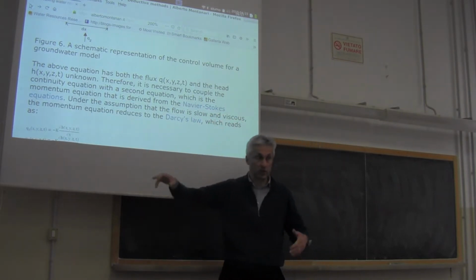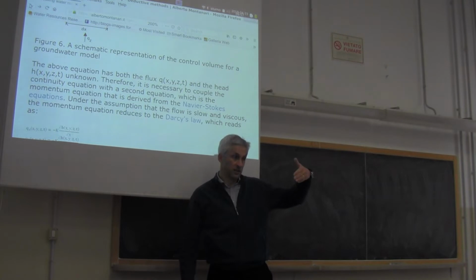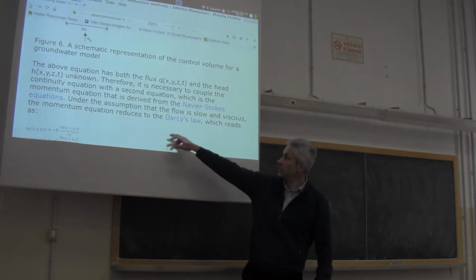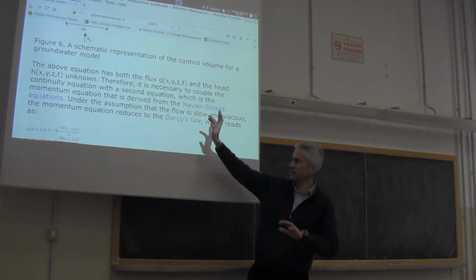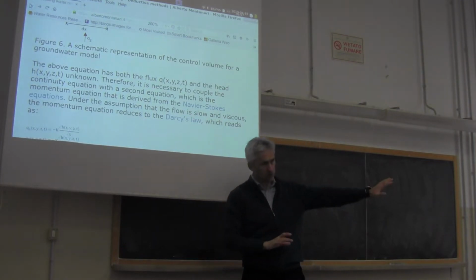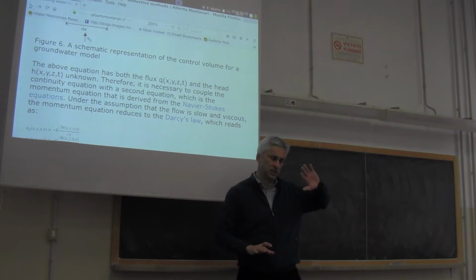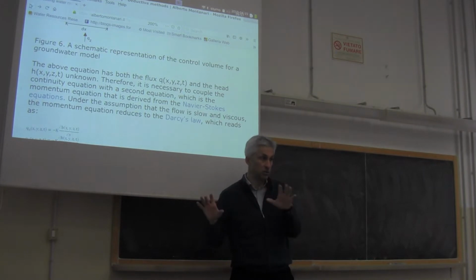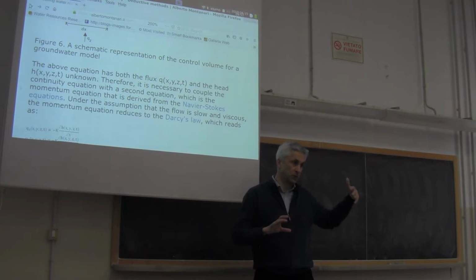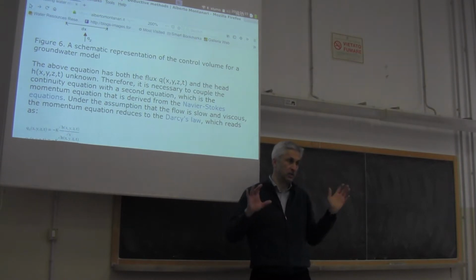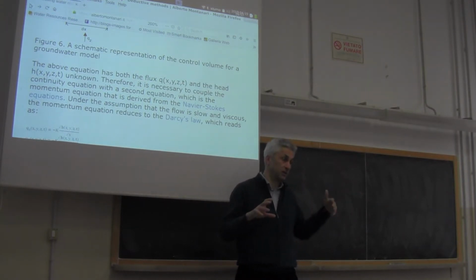And the momentum equation allows us to define, as I said, SS. And the momentum equation can be derived by the Navier-Stokes equation, but let's forget about it, okay? Because when we talk about groundwater flow, actually what we do is to refer to Darcy's law, which can be derived by the Navier-Stokes equation, but I prefer to say that Darcy's law is just derived by lab experiments by Henry Darcy.